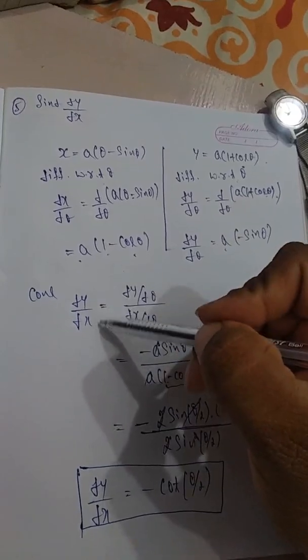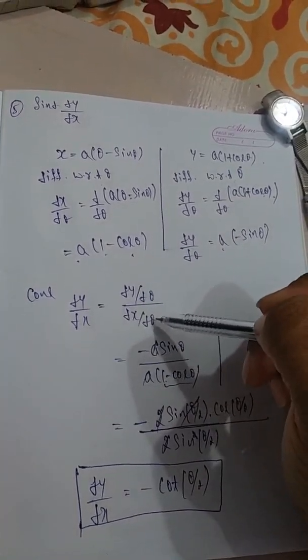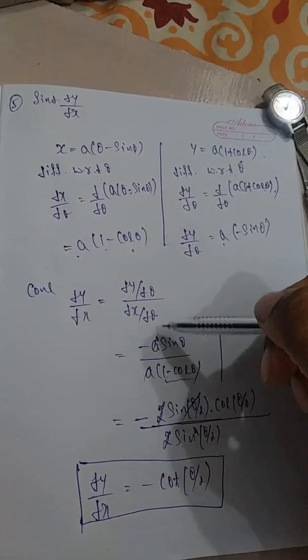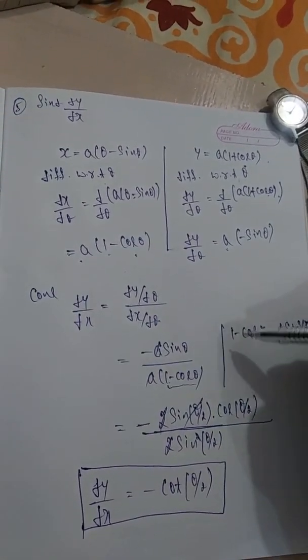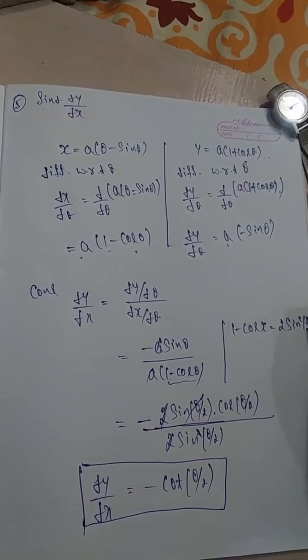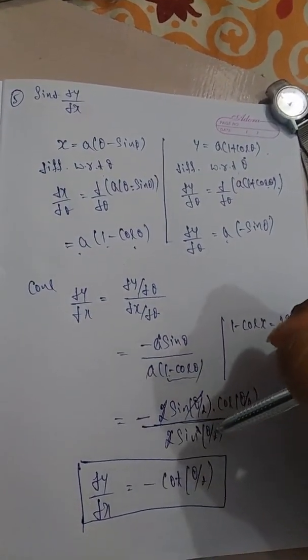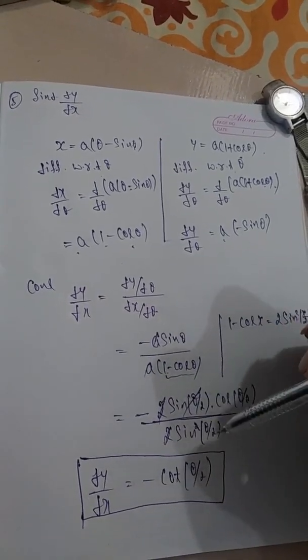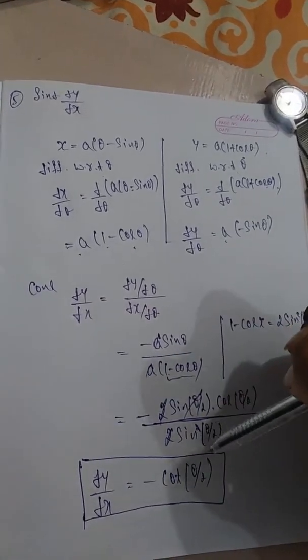You want to find dy by dx. Dy by dx is equal to dy by d theta divided by dx by d theta. So minus a sin theta by a into (1 minus cos theta), a cancels. Here we know that 1 minus cos x is 2 sin square x by 2, so 1 minus cos theta is 2 sin square theta by 2. Sin theta is 2 sin theta by 2 into cos theta by 2. 2 cancels, sin theta by 2 cancels, and cos by sin is cot theta by 2.